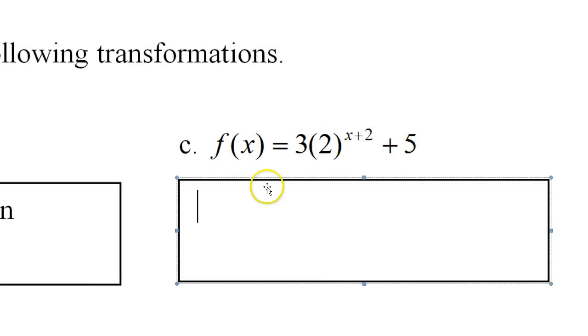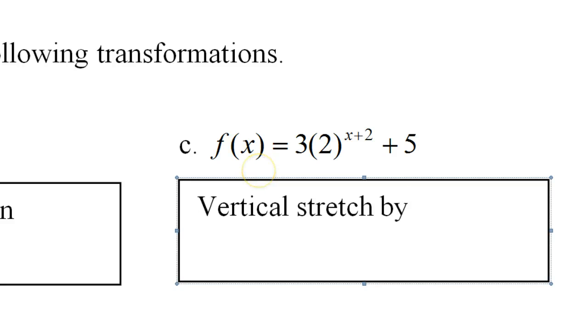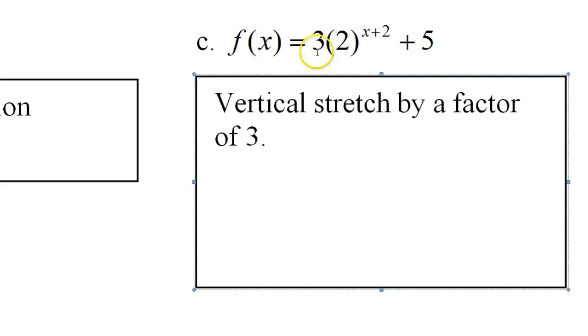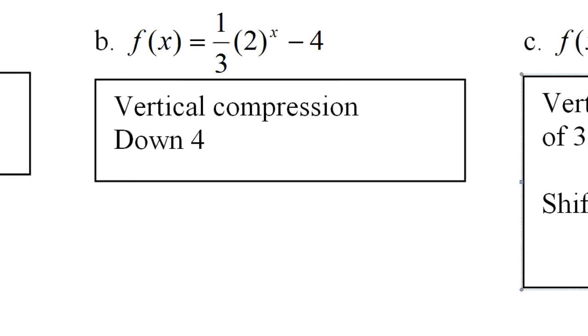Alright, this one has three transformations. The 3 in the front here is a vertical stretch by a factor of 3. This +2 is a translation to the left 2. It's opposite of the way it looks. And the +5 is a shift up 5. Alright, so that's it for number 4.